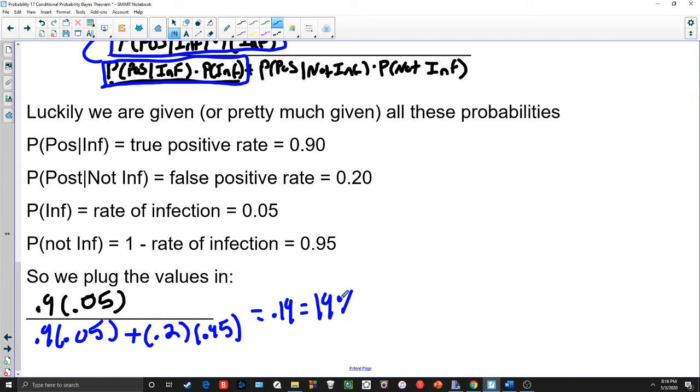So that means that if you get a positive result back from your test, you only really have a 19% chance of actually being infected, which is even less than 20%. So this test, if you get a positive result, isn't necessarily that reliable. That's mainly because even a small false positive rate, combined with a small amount of general infection, can really be hard to test for. That's really hard for a test to compensate with.